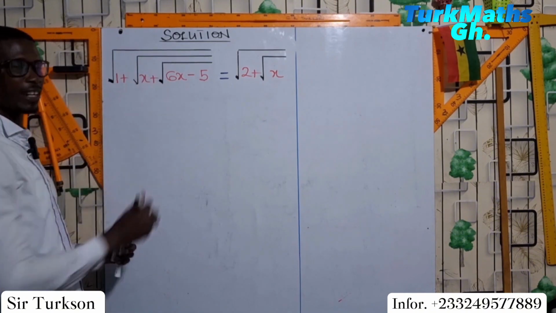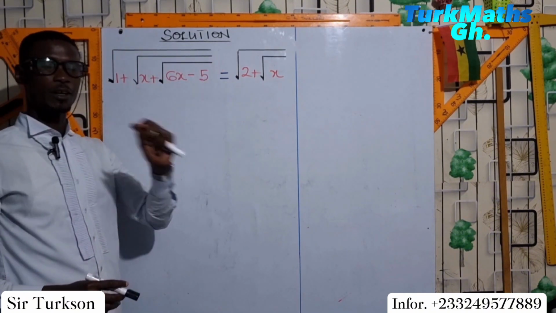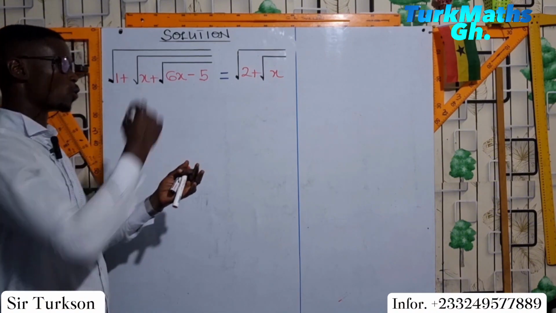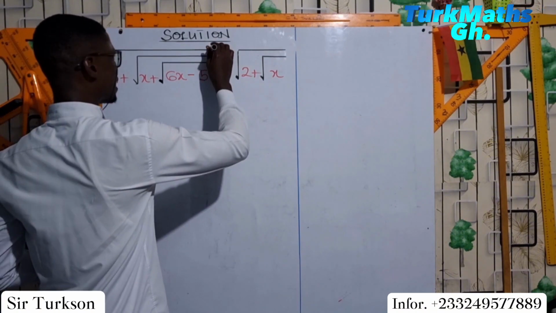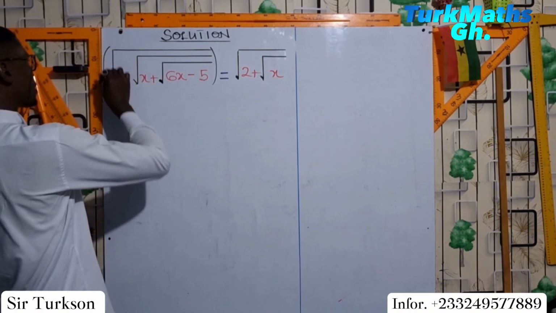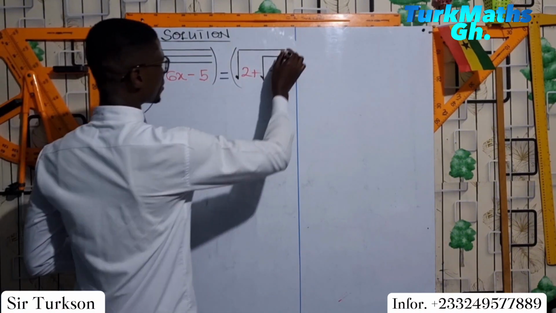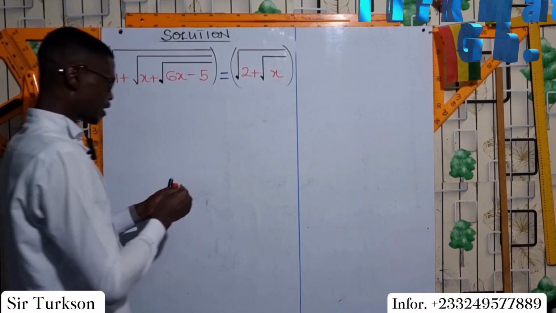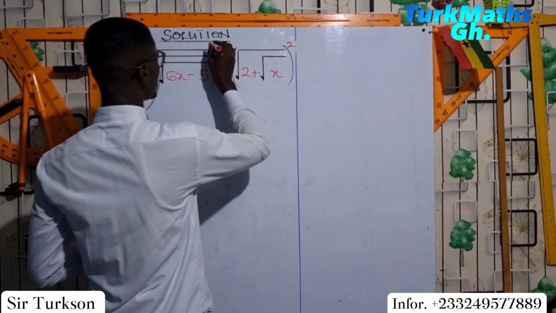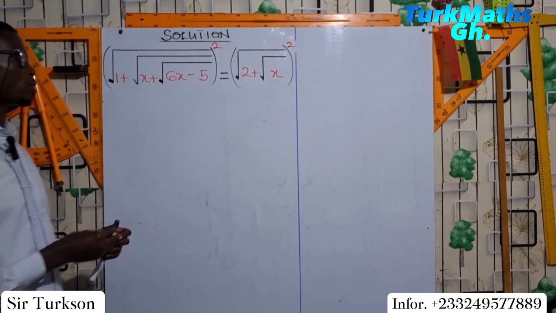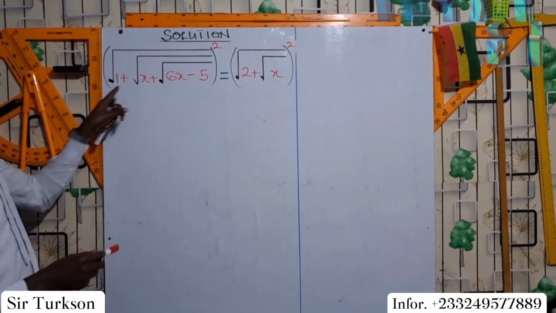Now, take out the radicals, the radicals here, step by step, that is one by one. So how do you take out the radical? Good. So when I square both sides now, when I square this, I'll take out this radical.